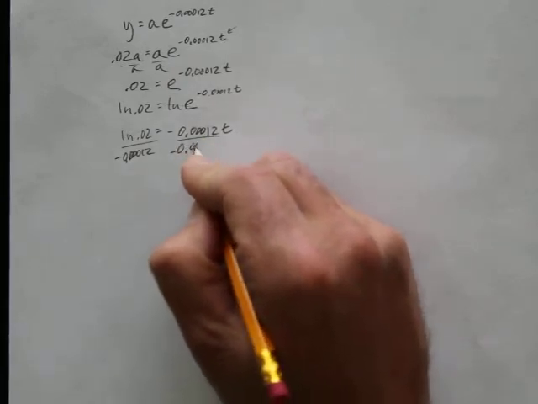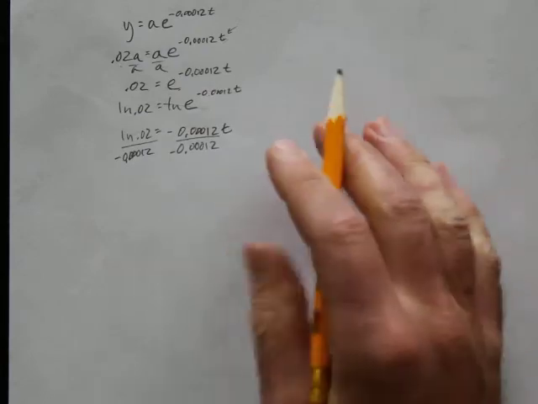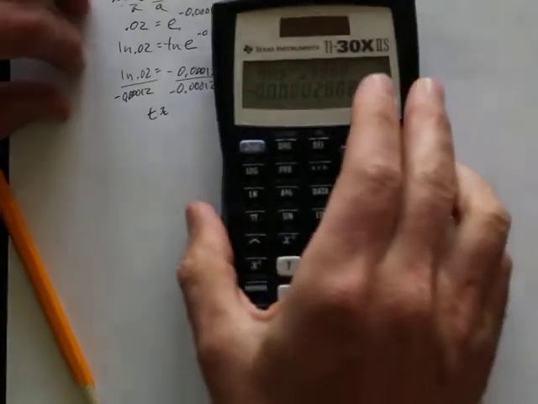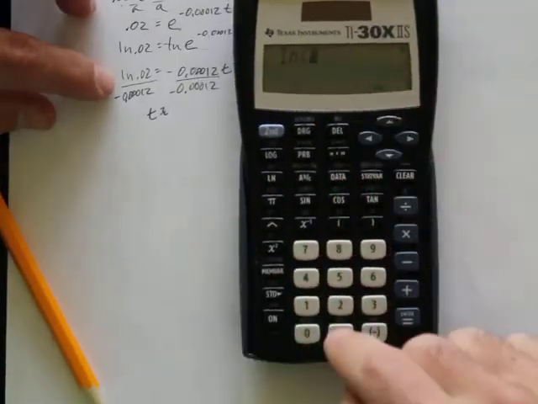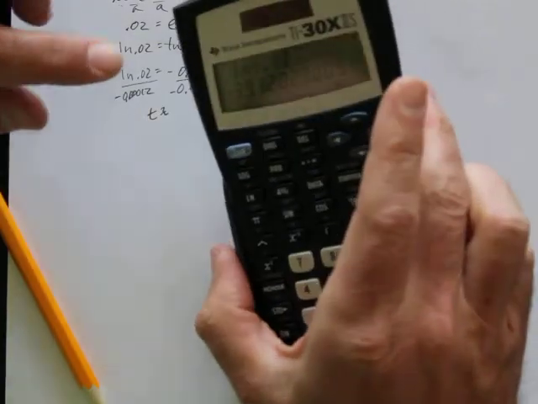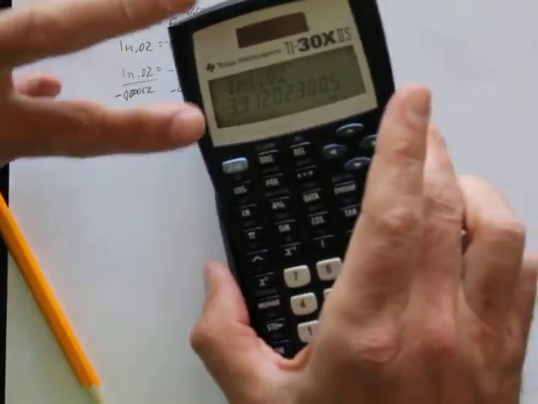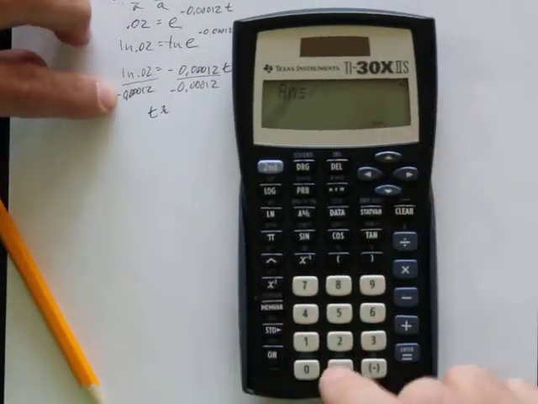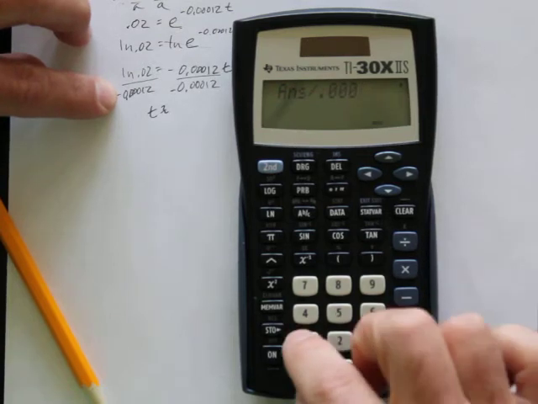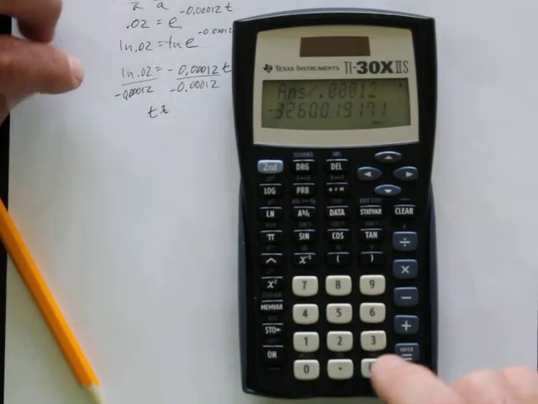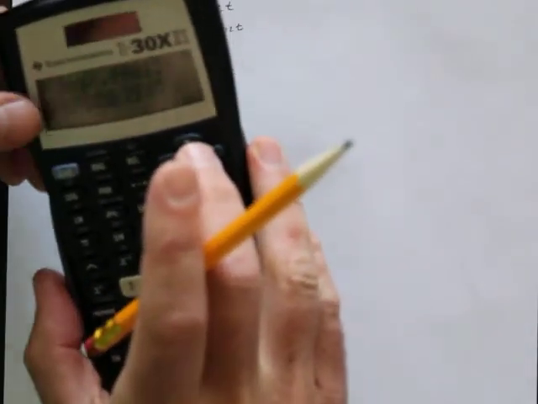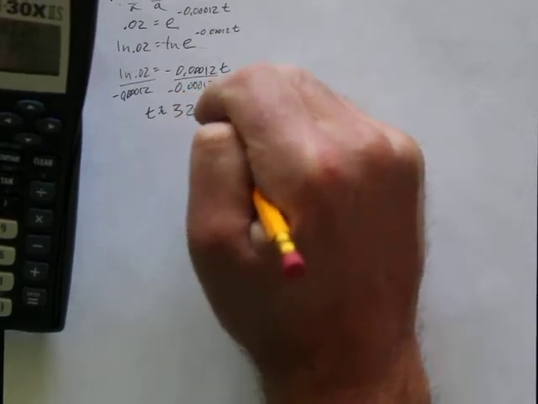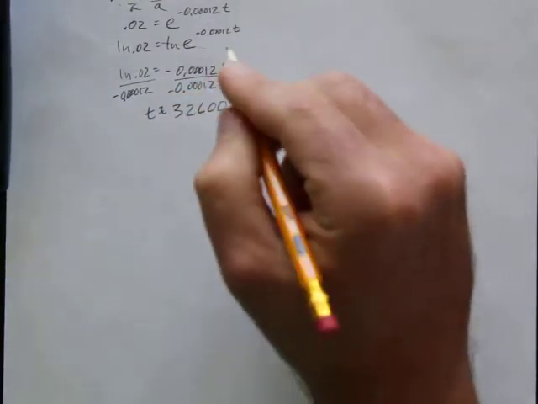Divided by negative 0.00012. And then I'm going to find out what t is. So t is approximately, let's find out. Natural log of 0.02 equals, and that's a negative number, so when I divide by this negative, it'll be positive. So I'm going to divide by 0.00012, right? Three zeros. And I end up with positive 32,600. We're just going to leave it at that. Years.